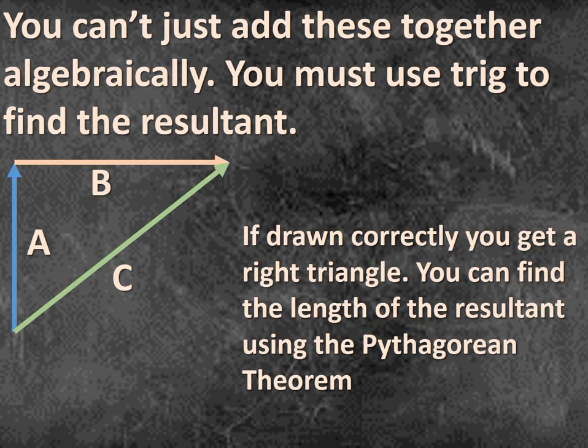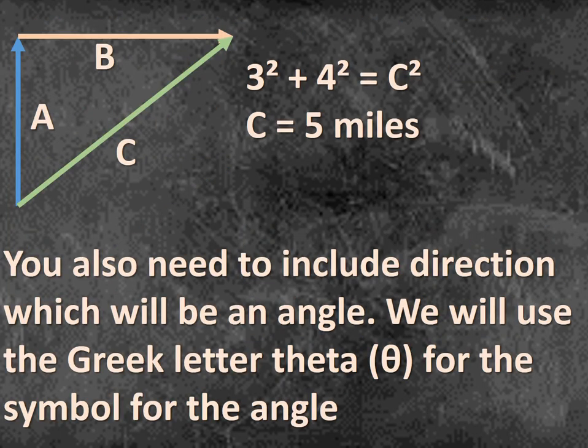You can't just add these vectors together algebraically. You have to use trig to find the resultant. If drawn correctly, you're always going to get a right triangle. And of course, you can find the length of the resultant using the Pythagorean theorem. You'll also need to include direction, which will be an angle.